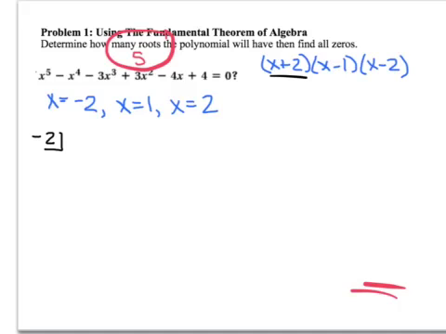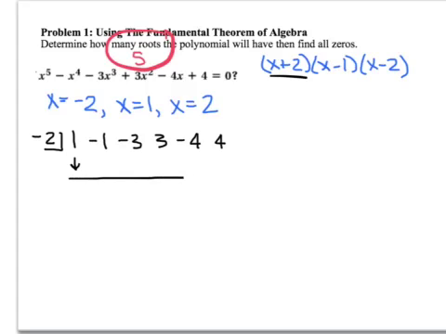Now write all of the coefficients of the polynomial: 1, negative 1, negative 3, 3, negative 4, and 4. Bring your first value straight down. Then we multiply that value, that 1, times the divisor. 1 times negative 2 is negative 2.